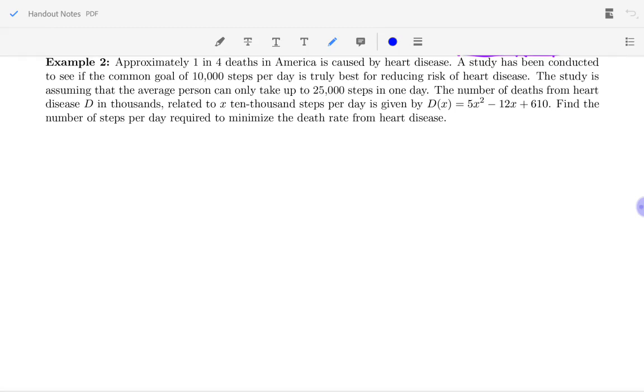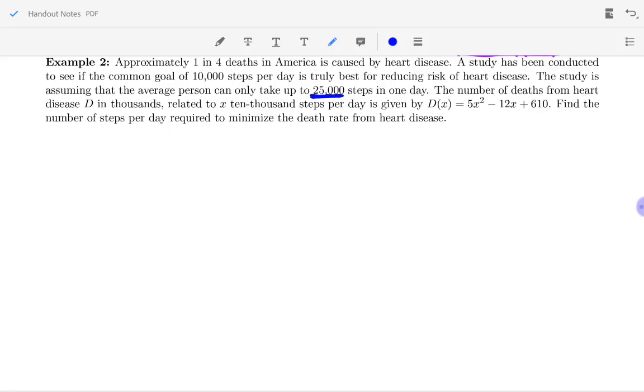The study assumes that the average person can only take up to 25,000 steps in a day. Yes, it's possible to take more, but if you've taken 25,000 steps in a day, you know you're feeling it. You've been doing a lot. So our upper bound, they can't do 1 billion steps in a day. They haven't been walking from dusk till dawn. We're going to say a realistic highest amount is 25,000.